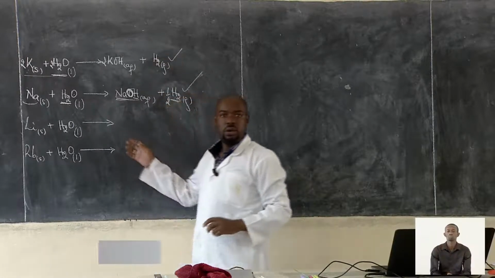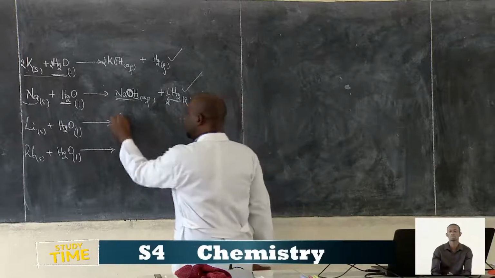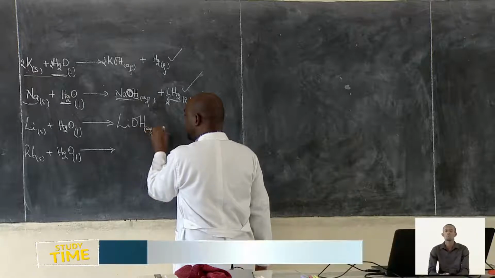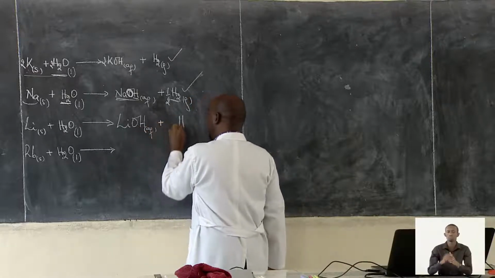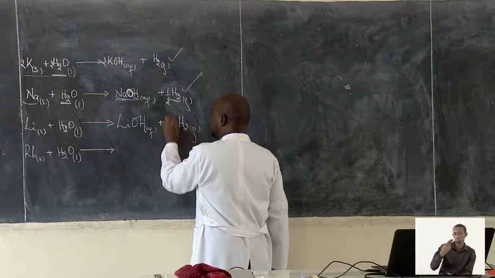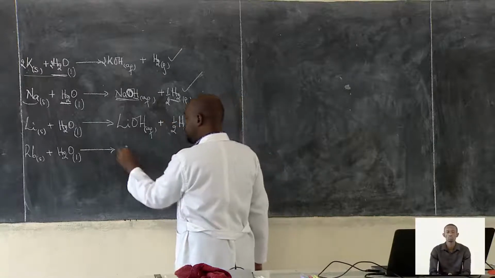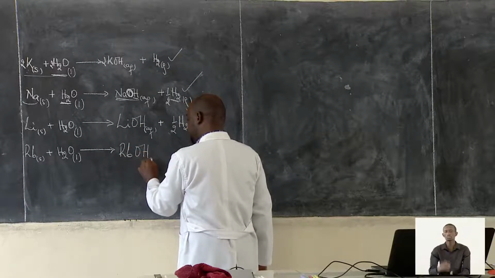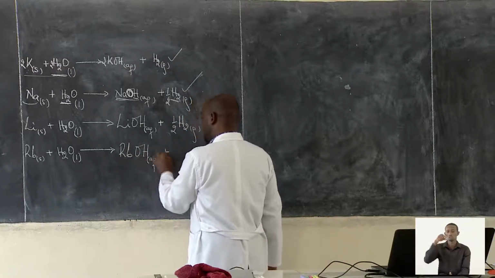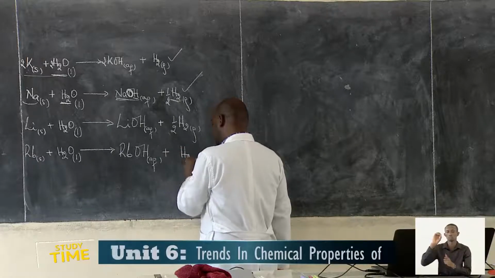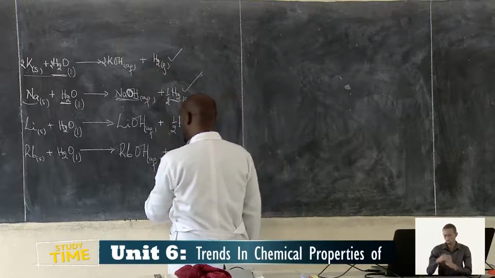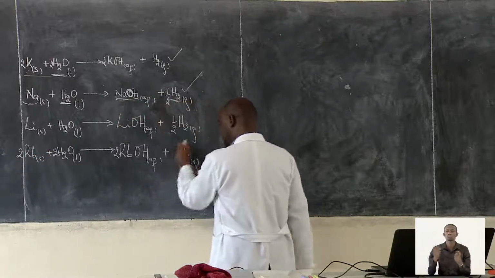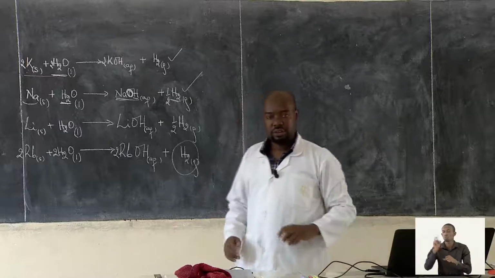For lithium, what do we get? We get lithium hydroxide, which is also soluble, and we produce hydrogen gas, which is a half mole. Rubidium hydroxide, OH aqueous, plus H2 gas, and as we did for the first one, you can put 2 here and 2 to produce 1 mole of hydrogen gas.